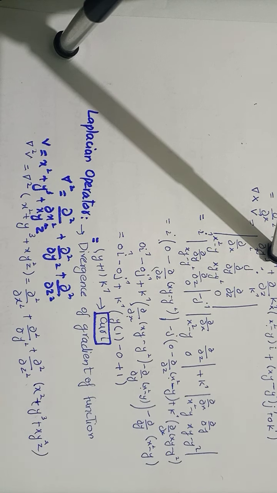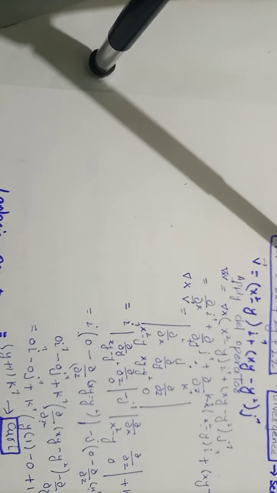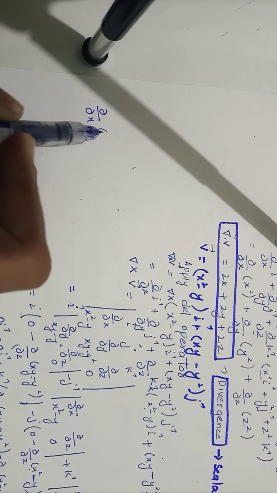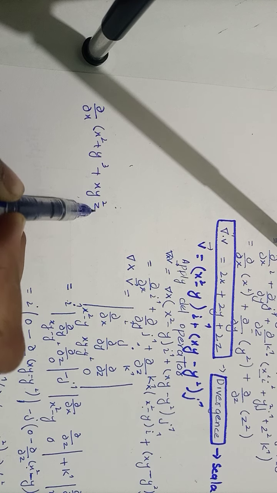First partial over partial x square is applied on it, then partial over partial y square, and then partial over partial z square. Partial square over partial x square is a second derivative, meaning first we take the partial over partial x and then we again take the partial over partial x, and we get partial square over partial x square. For example, here partial over partial x applied on x square plus y cube plus x y square z.